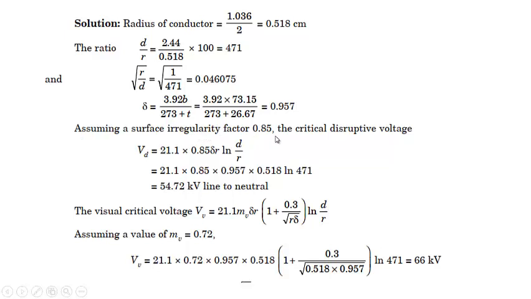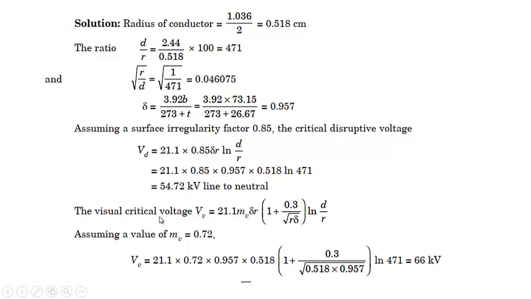Assume the surface irregularity factor 0.85, since in this question it is not given. If it is not given, you should always take it to be 1, but here I have taken it from the book, which has taken it to be equal to 0.85. So for this value of the surface irregularity factor, the critical disruptive voltage will be 21.1 into 0.85 into delta, that is this value, into r, to be in centimeter, ln of d by r. So giving the values, it comes out to be 54.72 kilovolt line to neutral. So this is the critical disruptive voltage.